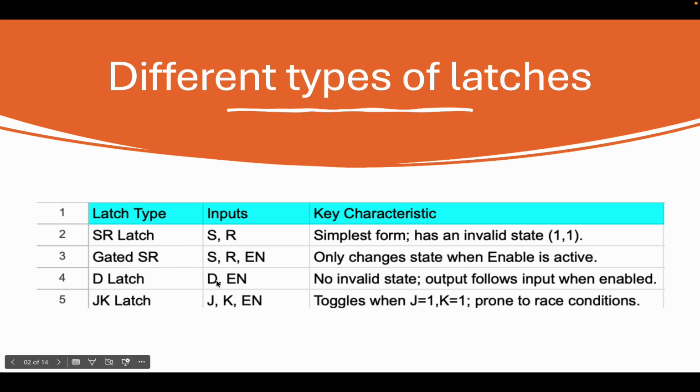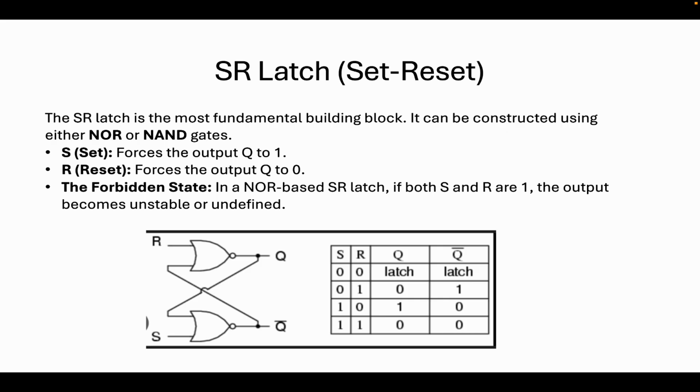D latch. D latch is with an enable, no invalid state. Output follows input whenever enable is high. JK latch, JK enable, toggles when J equals 1, K equals 1, prone to race condition. We'll also talk about one more latch, that is T latch. It is an addition to the JK latch.